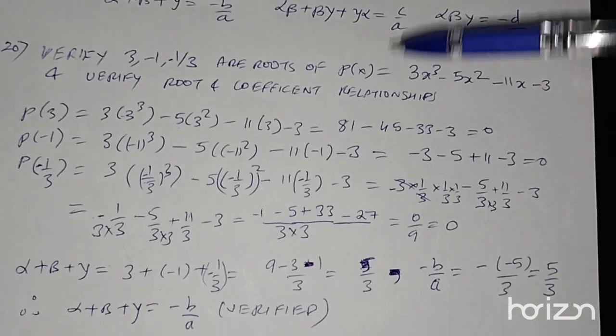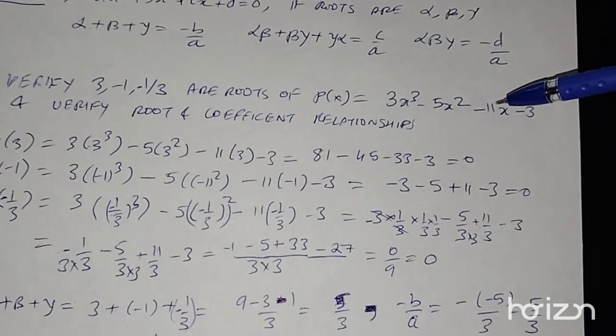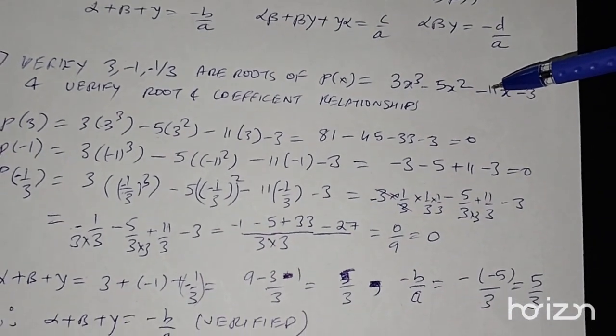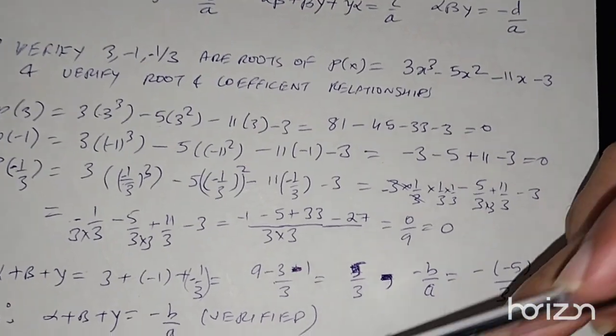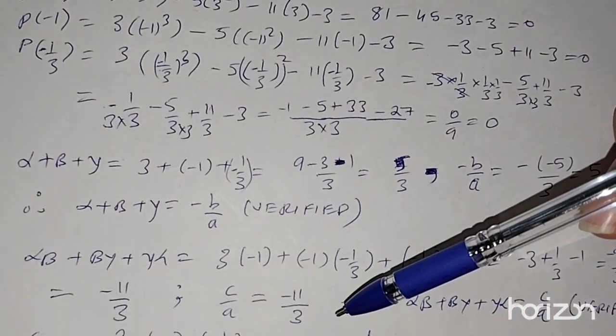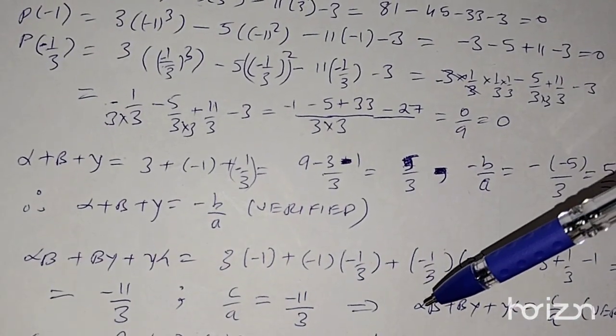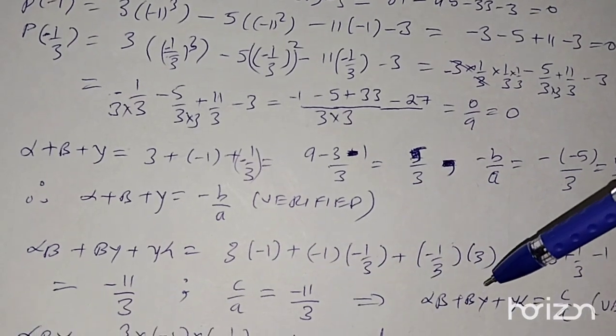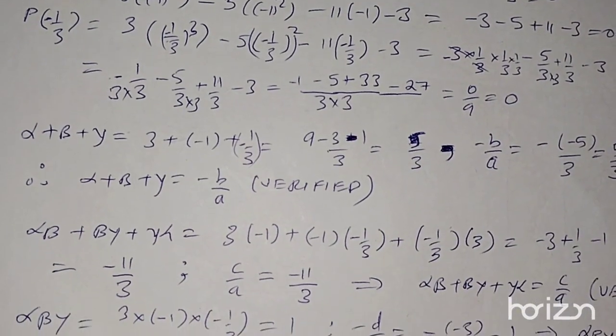Now what is c by a? Look at this. What is c? Minus 11. What is a? 3. So c by a is minus 11 by 3. So you have proved that alpha beta plus beta gamma plus gamma alpha is c by a.